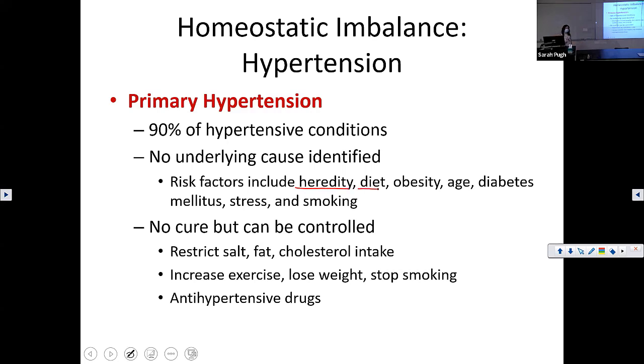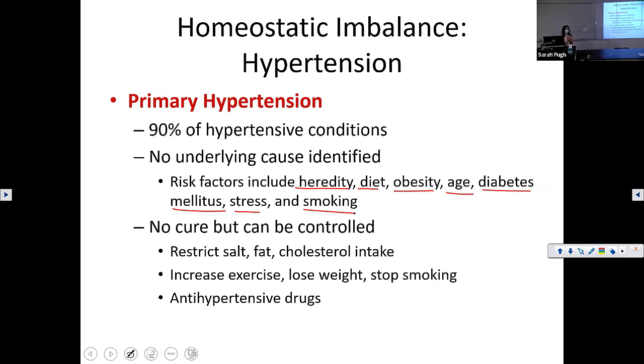Diets high in saturated fat can lead to hypertension. Obviously, obesity, as you get older, hypertension can be a problem. Type 1 and type 2 diabetes, stress, and smoking. So all of those are risk factors that can cause high blood pressure. There is no cure, but it can be controlled different ways.